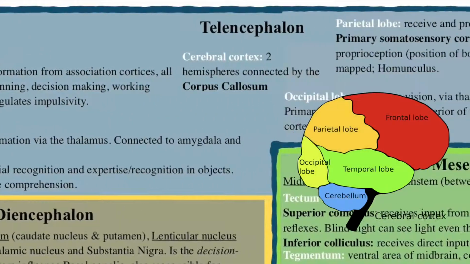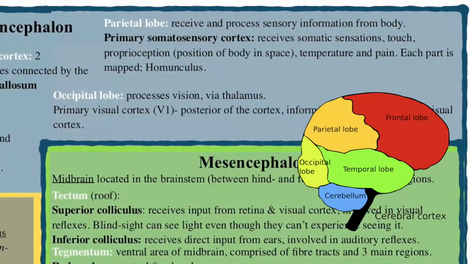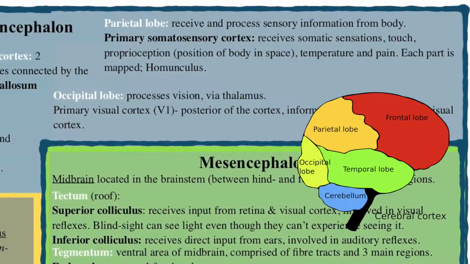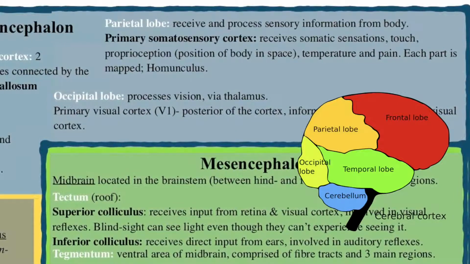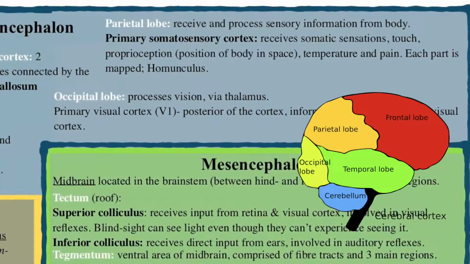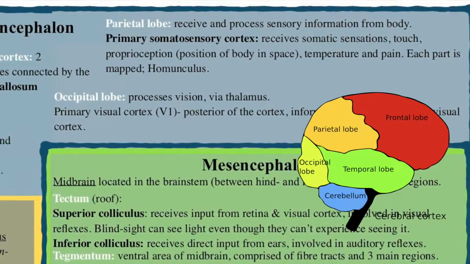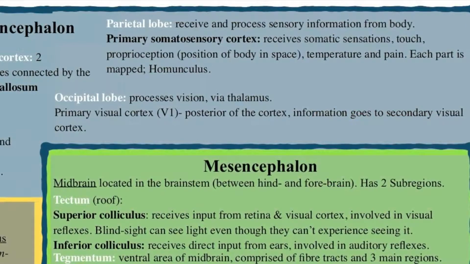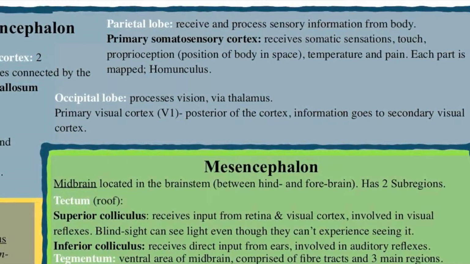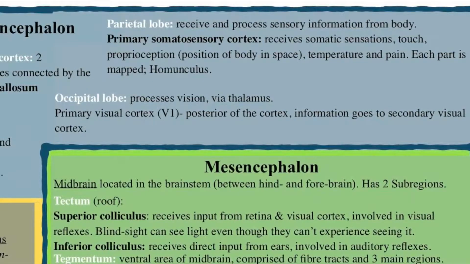The parietal lobe receives and processes sensory information from the brain and is the primary somatosensory cortex that receives somatic sensations, touch, proprioception, or the position of body in space, temperature, and pain. Each part is mapped onto what we term the homunculus, or little man. Finally, there is the occipital lobe. The occipital lobe processes vision via the thalamus, and it has the primary visual cortex, which is posterior of the cortex, and information goes to the secondary visual cortex.